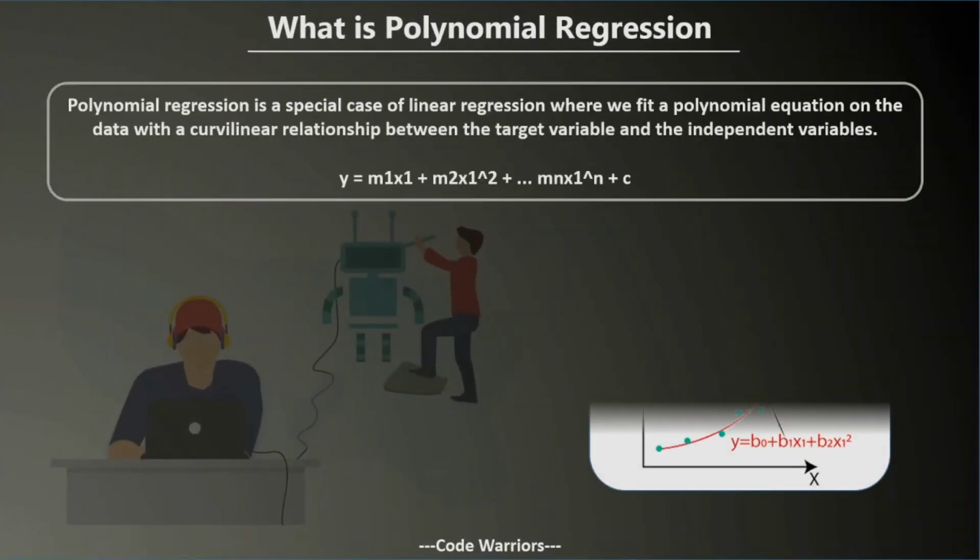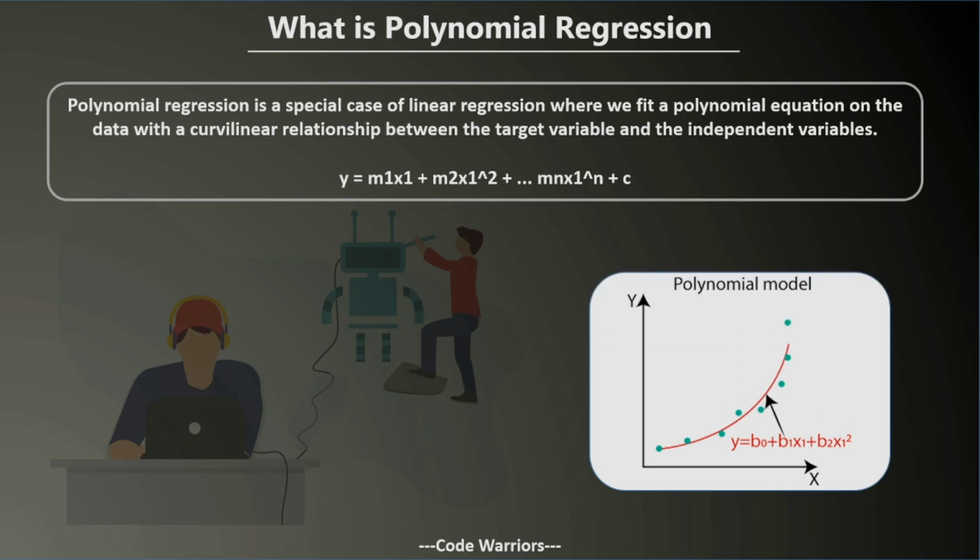So what is polynomial regression? It's a special case of linear regression, where we are going to fit data with polynomial equations, or a curvilinear relationship between independent variable and dependent variable. How it's going to work: let's say in this example, as you can see, we have variable x which is our independent variable, and y our dependent variable, right?